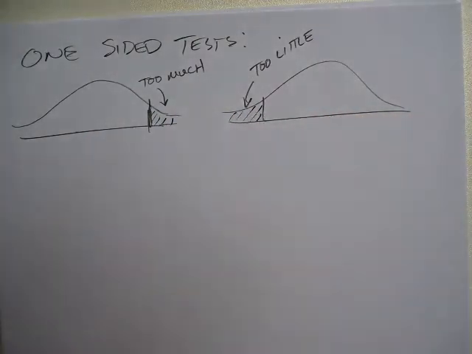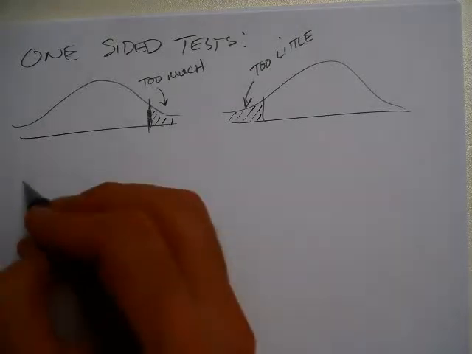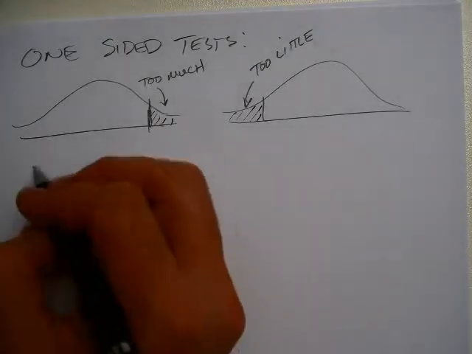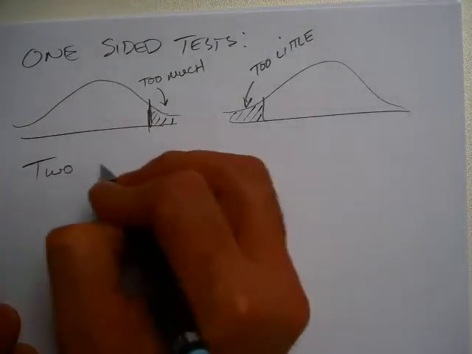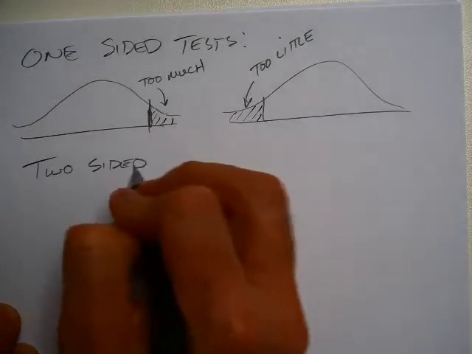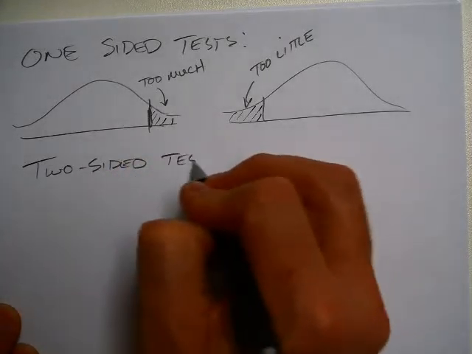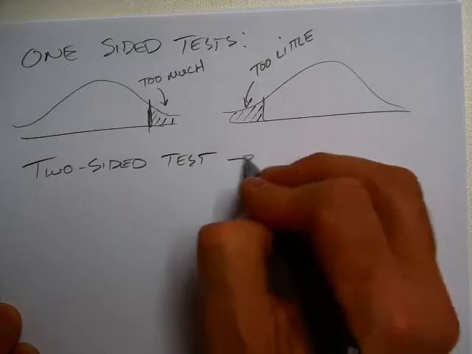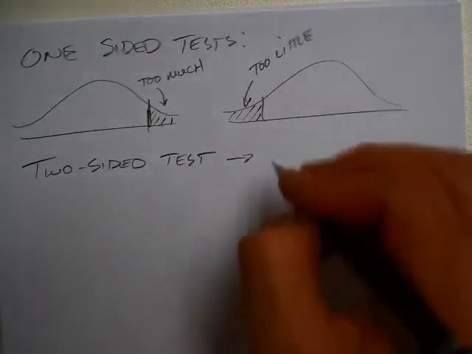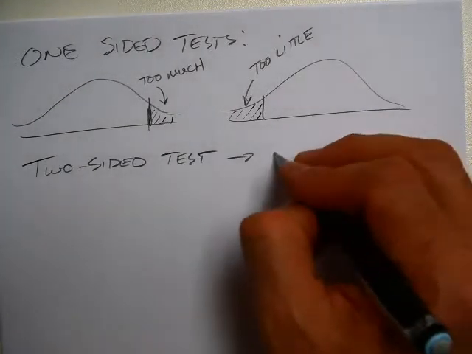So we've got the too much and the too little situation, where we're either looking to be or not to be, depending on who's looking, or the two-sided test. And this is, is there a difference? And that's really the terminology you want to kind of get in your head.